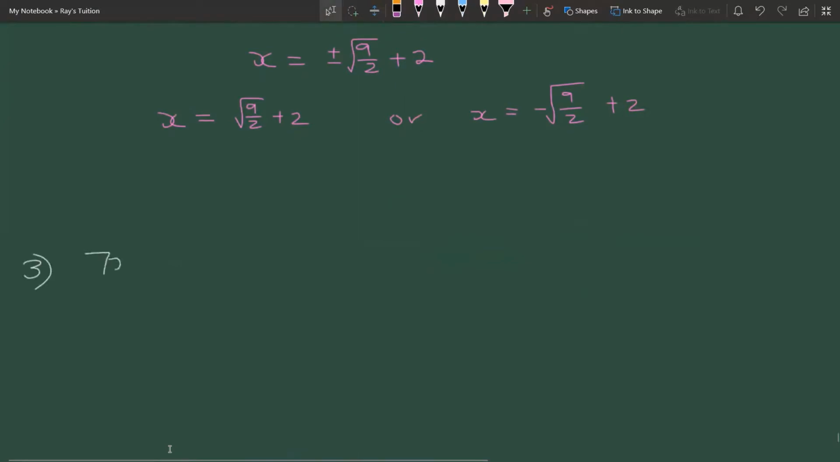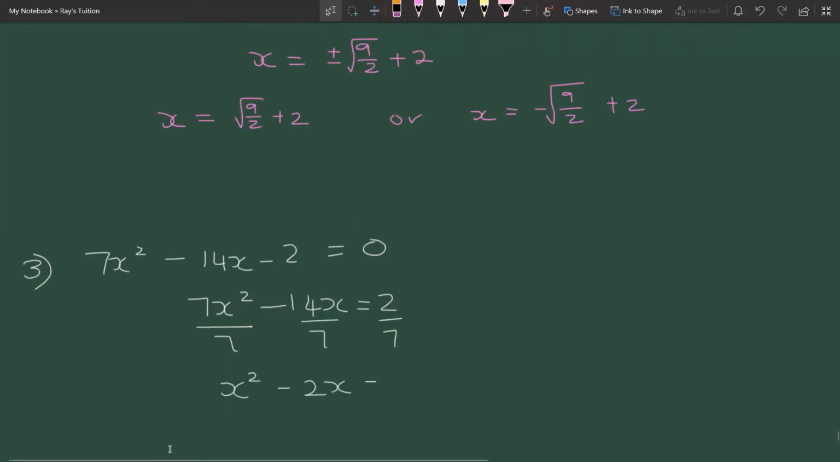So we have 7x squared minus 14x minus 2 is equal to 0. So we're first going to take that 2 over. So we're going to get 7x squared minus 14x is equal to 2. So these are the first two terms of the perfect square. We would like the coefficient of x squared to be 1. So we're going to divide everything by its coefficient, which is 7. So that becomes x squared minus 2x is equal to 2/7.